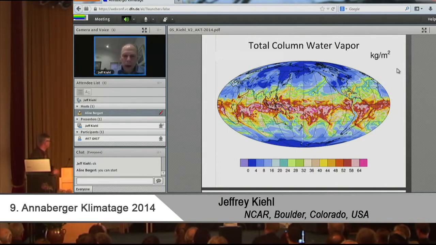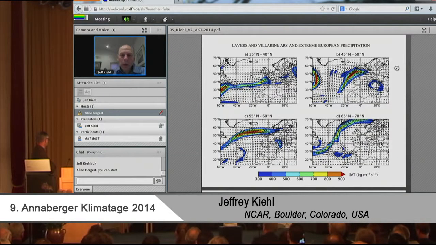These are the so-called atmospheric rivers that explain close to 90% of the transport of water vapor out of the tropics into the high latitude regions. They're very small, thin filaments, and therefore you need high resolution to simulate these, but they play a very important role in extreme precipitation events.